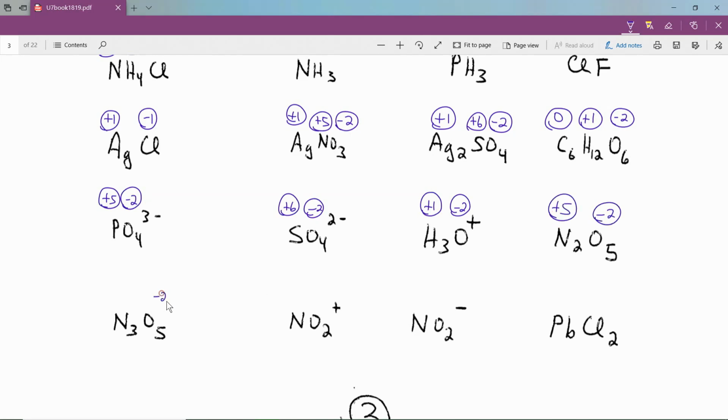N2O5, oxygen is -2, each nitrogen is +5. N3O5, oxygen is -2, so it's -10. So each nitrogen is 3 1/3, or as an improper fraction, 10/3. NO3 minus, oxygen is -2, nitrogen is +5. NO2 minus, oxygen is -2, nitrogen is +3. PbCl2, okay, chlorine likes to be -1 when it hooks up with a metal, so each lead is +2.